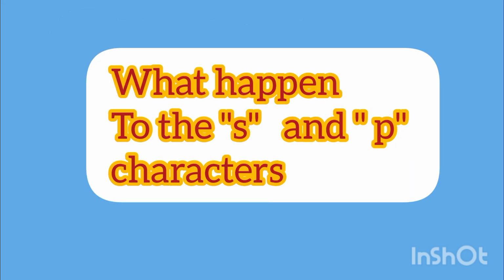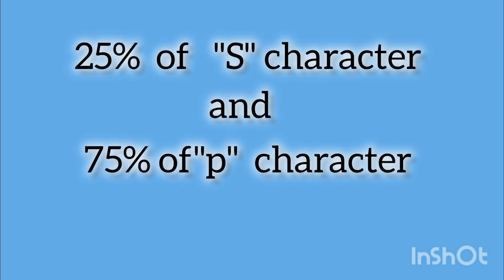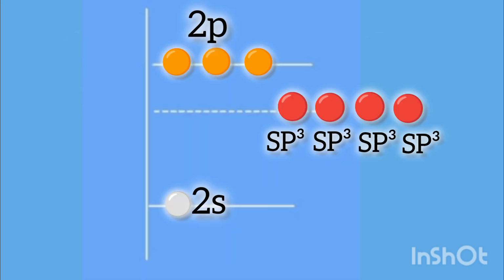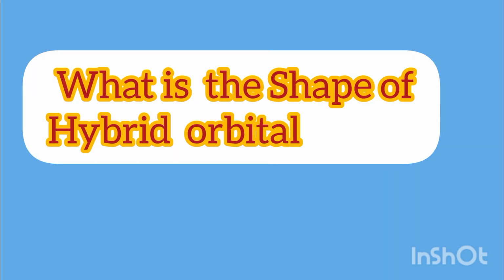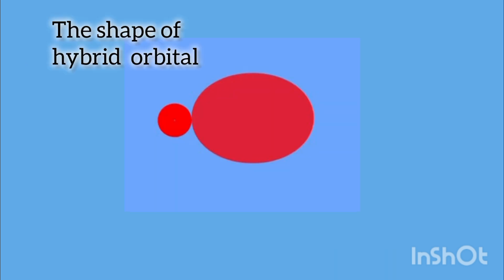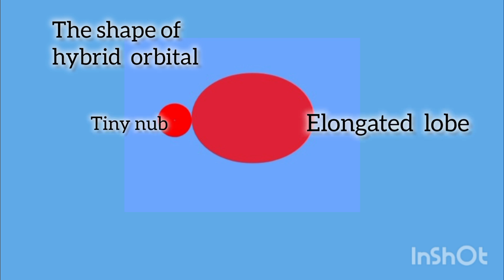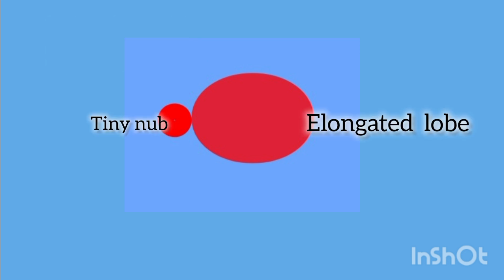Then what happened to the s and p characters? An sp3 hybrid orbital has 25% s character and 75% p character. All 4 hybrid orbitals have identical energy, which is intermediate between the original s orbital and the p orbitals. What is the shape of a hybrid orbital? A hybrid orbital has a long, elongated lobe and one tiny nub.